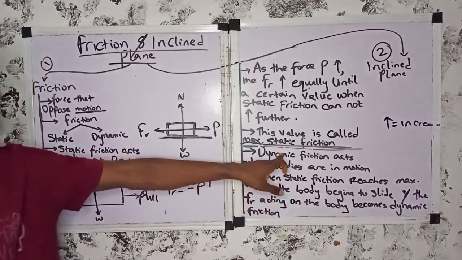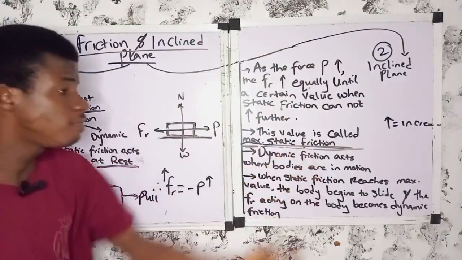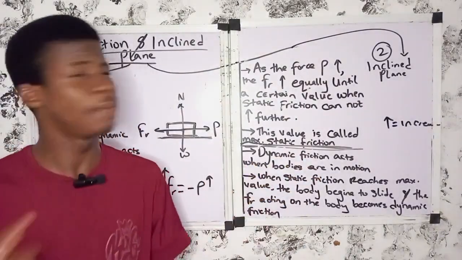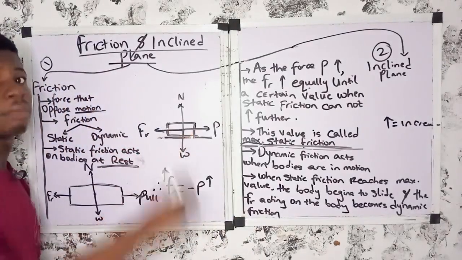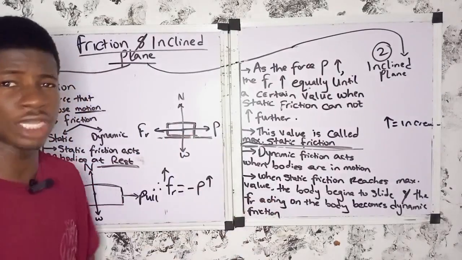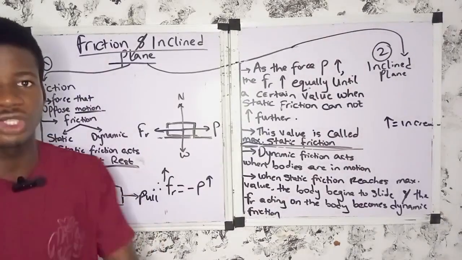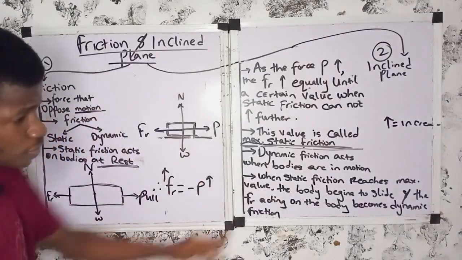So let's continue. Remember there are two types of friction, static and dynamic. Dynamic friction is the friction that acts when bodies are in motion. Remember, static usually acts when a body is stationary, right? But in dynamic, when a body is moving, the frictional force that acts on that body is known as dynamic friction, also called sliding friction.